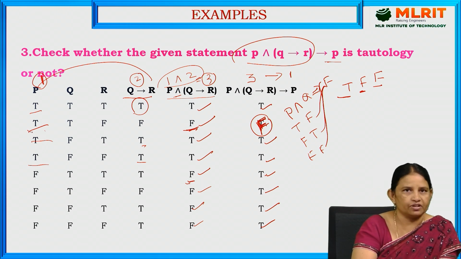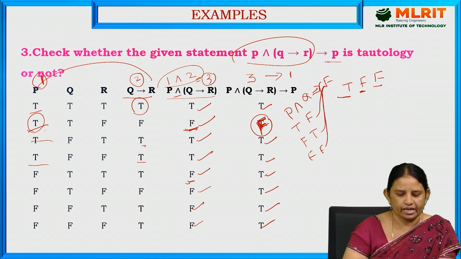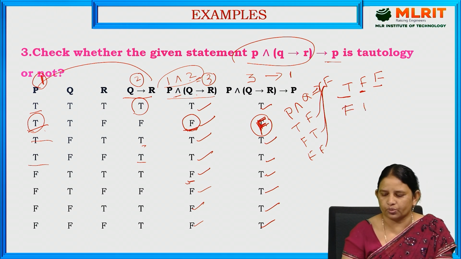Here the first combination is true. Then the third one is false. Okay. But we are going to perform this third operation first. This is a conditional statement. So it is a false, true. So no issue. False, true is true only.